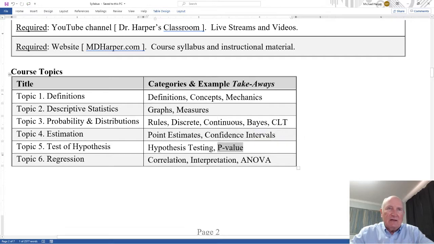And then finally, regression. We'll get into correlation, interpretation of regression and correlation, and the ANOVA table, which is like an introduction to the application of multivariate statistics. And we'll just give a short introduction to the analysis of variance. ANOVA table's analysis of variance. That's what ANOVA table means. But we'll talk about that.